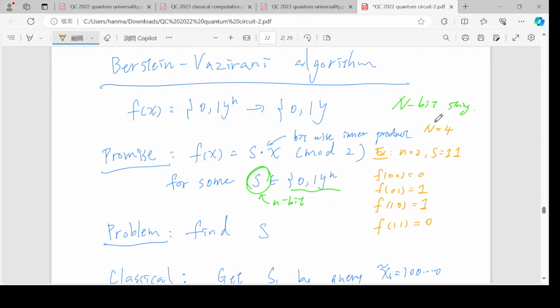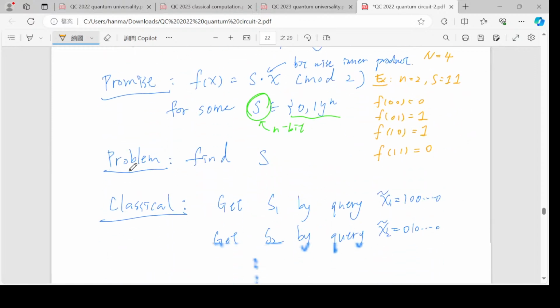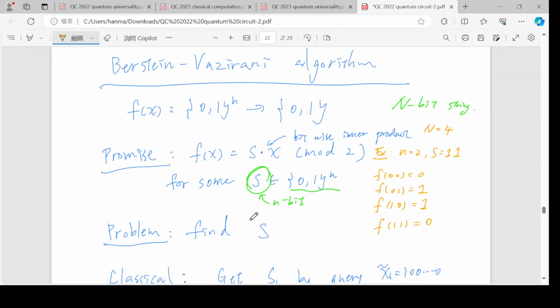This f, although it looks like a really long, big input string, actually has some secret s that will just determine it. So that's f. And anyway, now the problem is not a decision problem anymore. The problem is to find this s. So we want the longer output here.